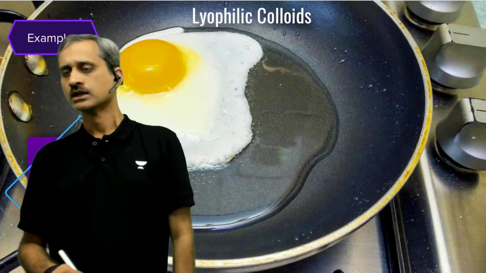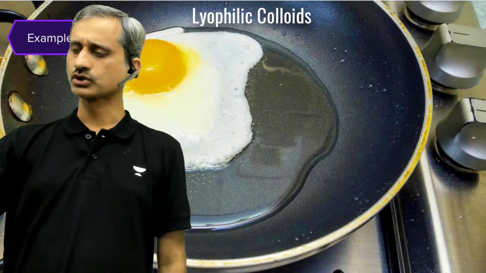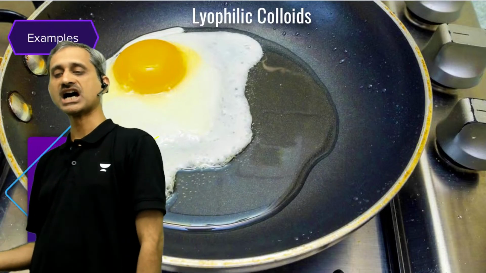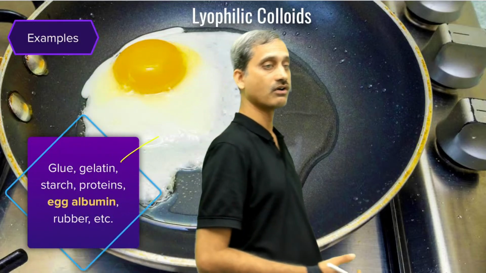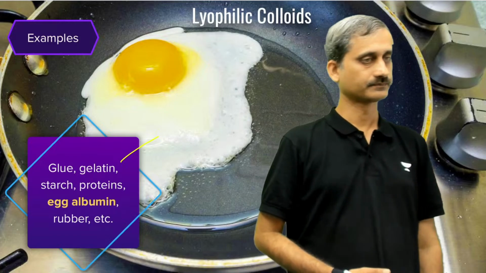So when we talk about the lyophilic colloids, there are so many examples: glue, gelatin, starch, proteins, egg albumin, rubber. These are all lyophilic colloids.